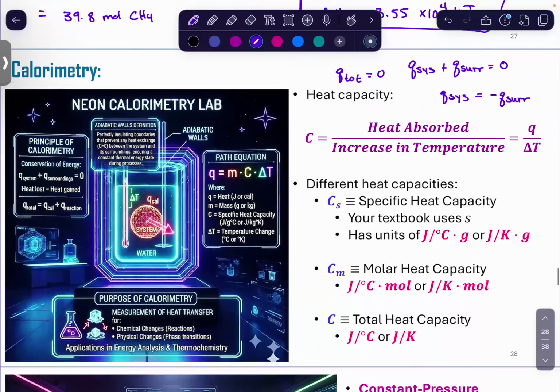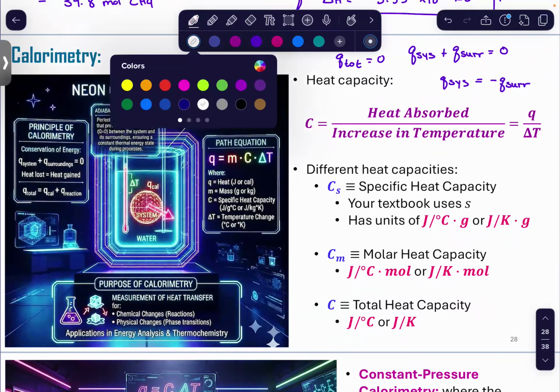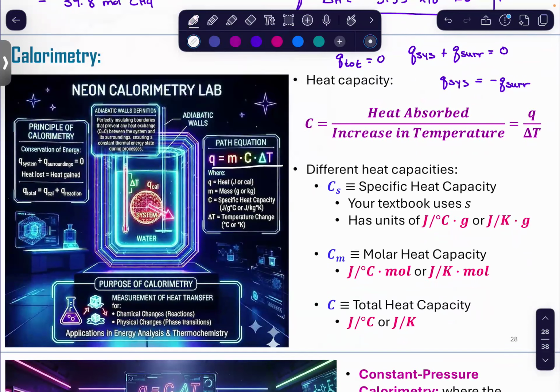You also are going to have your path equation that's going to be really important. Your new equation for Q, which is right here. You can see this done in different ways. I put in the Q equals MC delta T. So M is mass, C is going to be your specific heat capacity, delta T is change in temperature. You can see heat capacities in different ways. So your specific heat capacity, I use a C sub S.